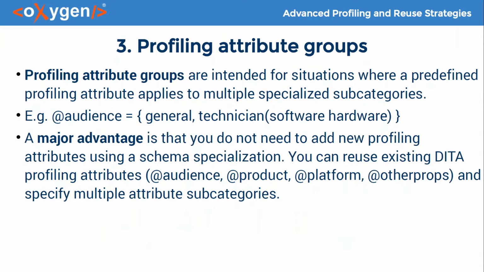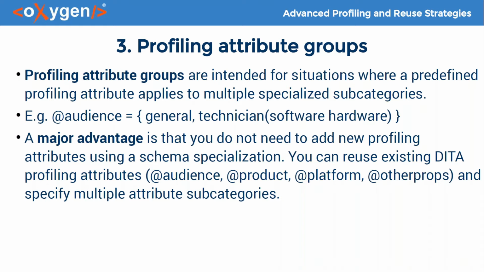Let's move on and talk about profiling attribute groups. We already know what profiling attributes are, and we know how to use them and when to use them and what their purpose is. Now, profiling attribute groups are intended for situations where a predefined profiling attribute applies to multiple specialized subcategories. Let's say until now we used the audience attribute with only two values, general and technician. But now we want to refine our profiling, and we need to profile our content for software technicians or hardware technicians or both technicians. And we can use profiling attribute groups for this.